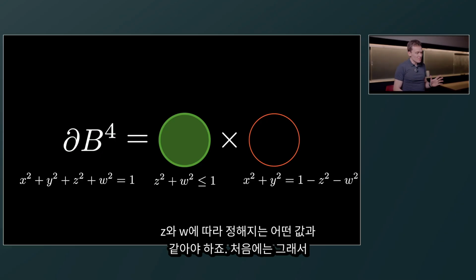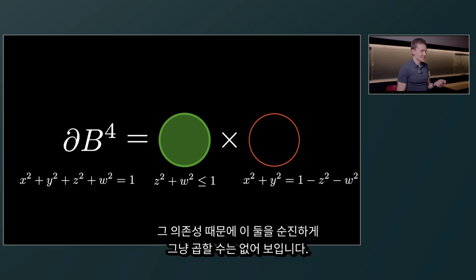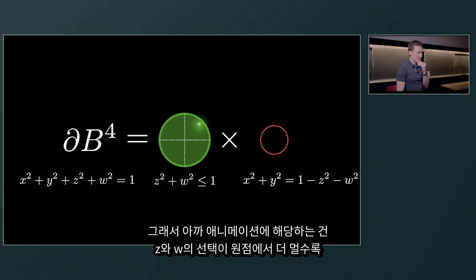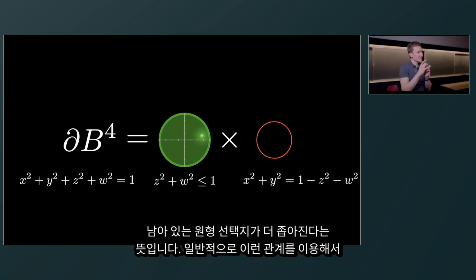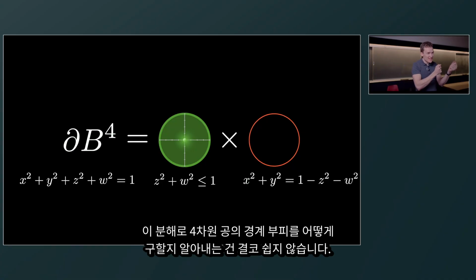And initially, that would mean you can't just naively multiply these because of that dependence. So the equivalent of the animation we had earlier would be basically saying, if the choice of z and w was farther away from the origin, that constricts the circle's worth of options you have left over. And in general, it's very non-trivial to use this kind of relationship to somehow figure out the volume of the boundary of this four-dimensional ball using this breakdown.